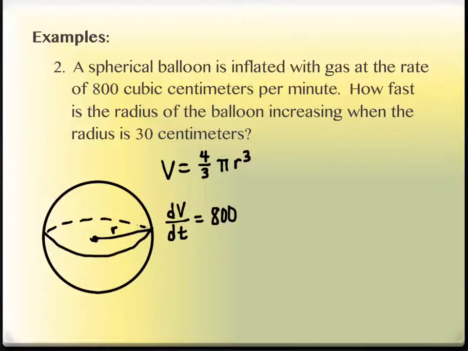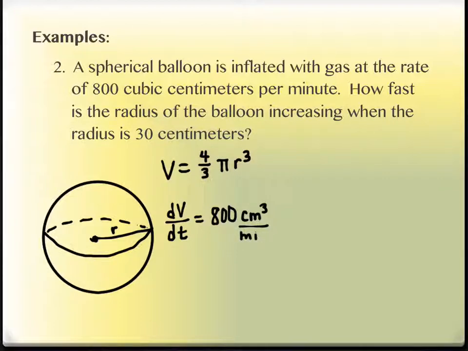The reason you might also recognize that it's dV/dt instead of dr/dt is that it's cubic centimeters. What does cubic centimeters actually mean if I write it down in notation? Centimeters cubed, right? Cubic is a volume measure, not a linear measure. So this is centimeters cubed per what? What did it say? Minute. Awesome.